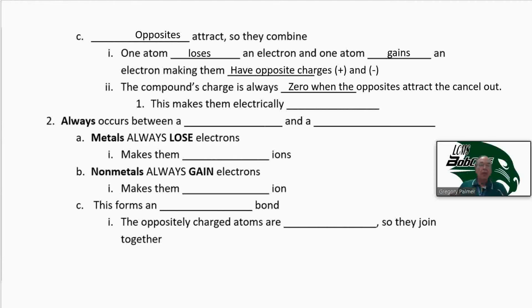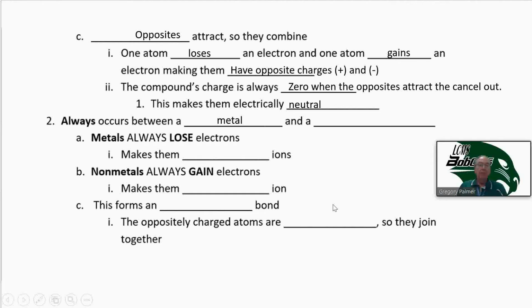The compound's charge, however, is always 0. The positive charge of the one that lost an electron cancels out the charge of the negative ion, and the whole compound, like salt, for example, NaCl, what we learned about in the first video, is a neutral compound. This makes them electrically neutral because their charges cancel out.